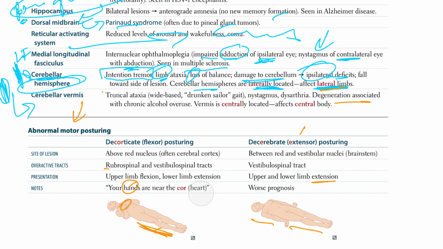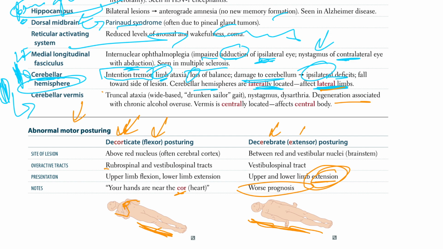right? And the other thing is decerebrate has the worst prognosis. The way you're going to think about it is decorticate, meaning core. So when the hands are near the core, it's going to be decorticate, and you're going to think about flexion. It's flexor posturing. Versus decerebrate, the hands are not at the core, so they're just extended. Everything is extended, the upper limb and the lower limb, all of them. Okay, so that is all for the abnormal motor posturing.